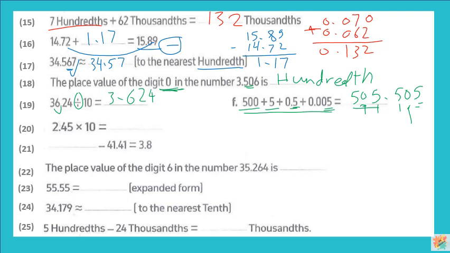Question number 20. If I want to multiply by 10, how can we do it? Only move one digit to the right. يبقى في ال divide move left, في ال multiply move to right. So it will be 24.5.